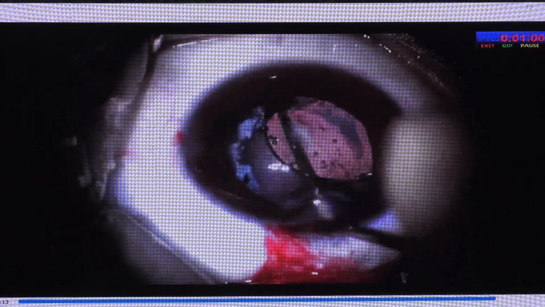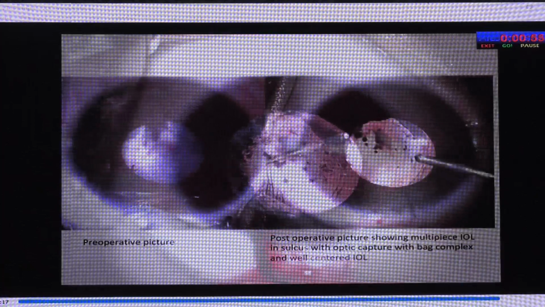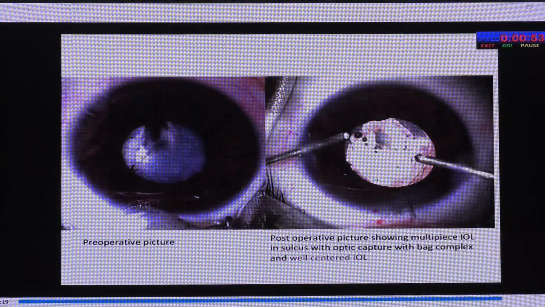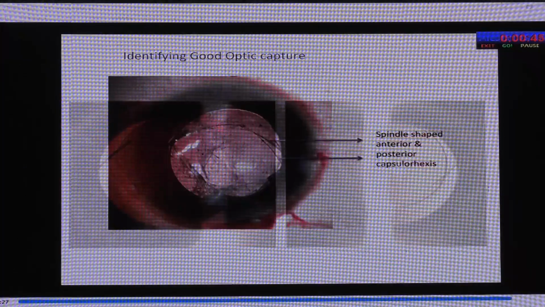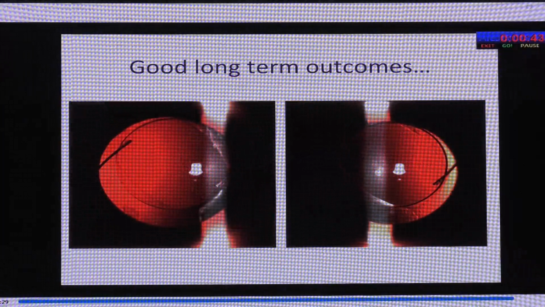Optic is captured with the bag complex after dialing both the haptics in the sulcus. IOL should not be dialed after optic capture. Conversion of circular capsular rhexis to spindle shape confirms a good optic capture, which can be used as an endpoint. We have observed good long-term outcomes with this technique.